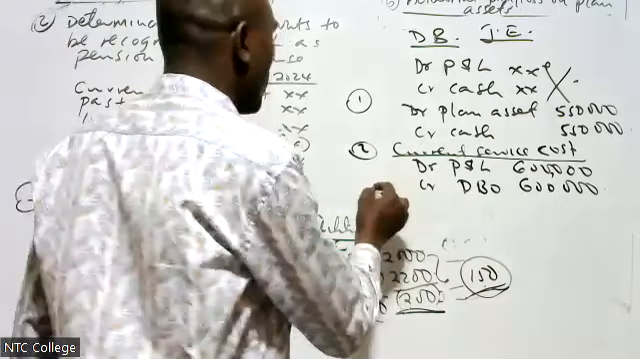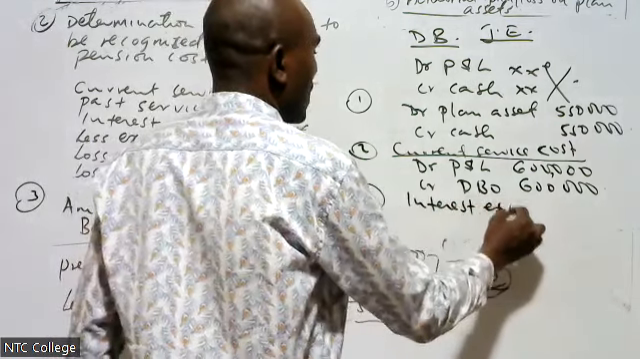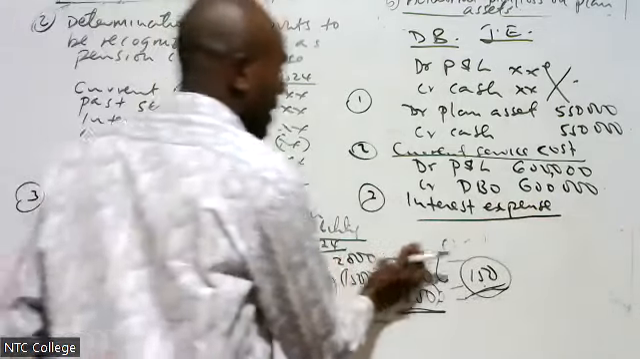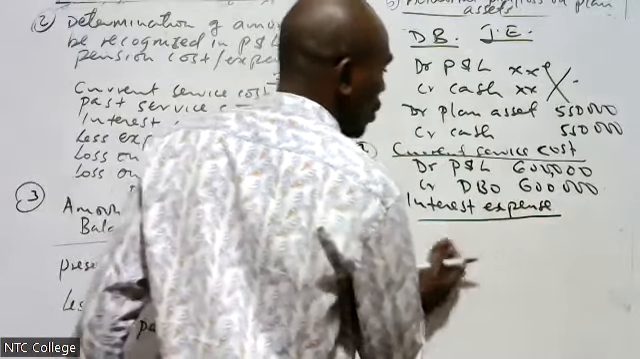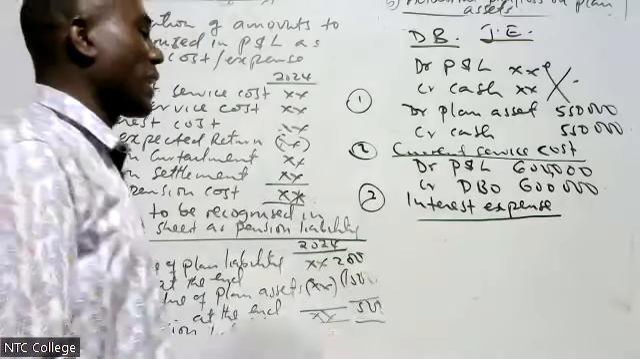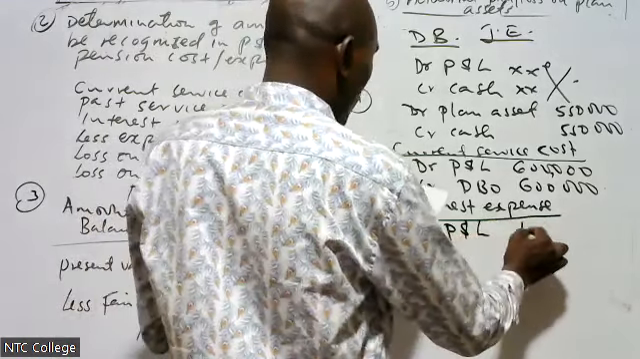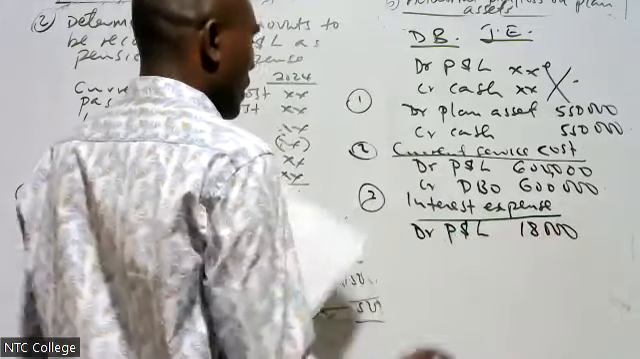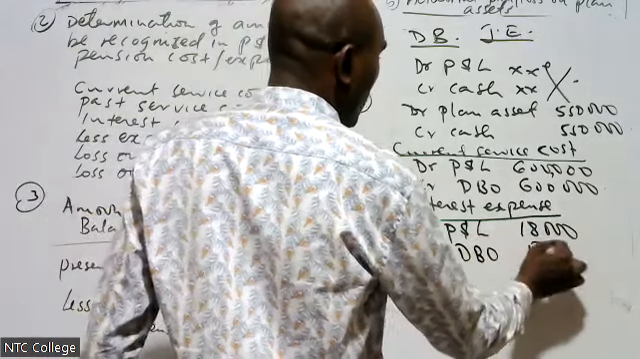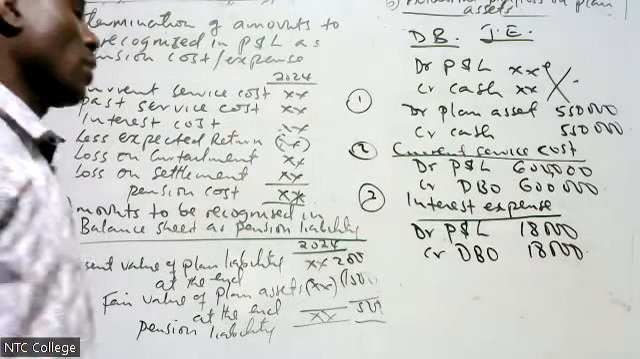Now we are correcting. Journal entry number 3: when we have interest expense, how do we journalize that? How do we recognize that? Remember, this person made a mistake on contribution. Instead of debiting plan asset, he debited cash. When you read the question and understand, this one you debit P&L with 18. Then you credit DBO. DBO is the defined benefit obligation or liability.